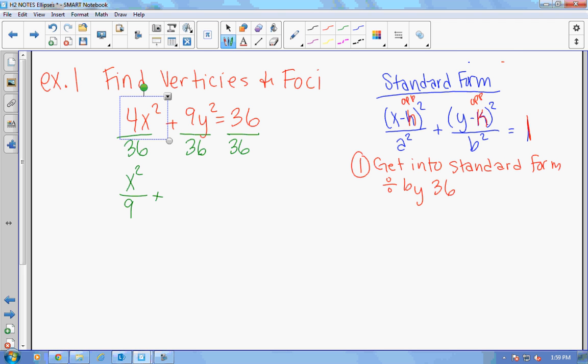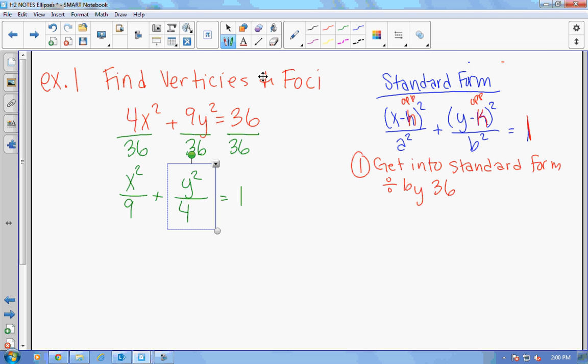What divides into both 9 and 36? 3 does, but there's a larger one. 6 doesn't work. 9. What's 9 divided by 9? 1. So we'll have y squared. And what's 36 divided by 9? 4. So that would actually be 1/4, right? And 36 divided by 36 is 1. Now it is in standard form. We can see the a squared, we can see the b squared, we can see the 1, and we have our x squared and y squared.